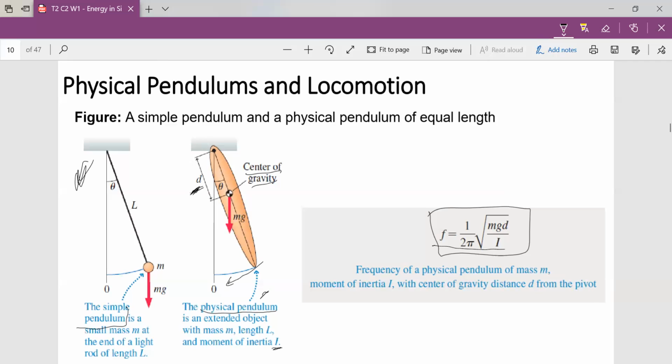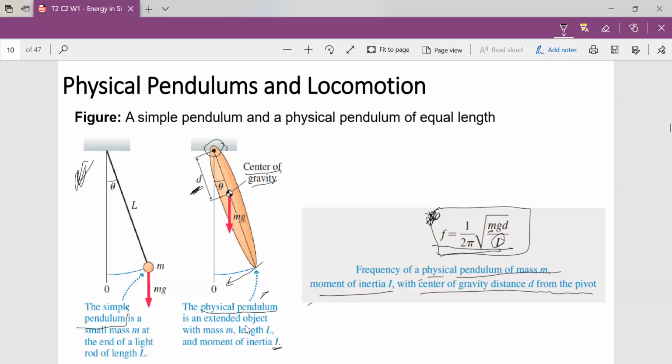So we have frequency, take note, this is the third frequency equation we'll be seeing today. This one is for pendulum and locomotion. We have to put in the factor mass and moment of inertia. So this is the frequency representation for a physical pendulum of mass M, moment of inertia I, with the center of gravity d from the pivot.